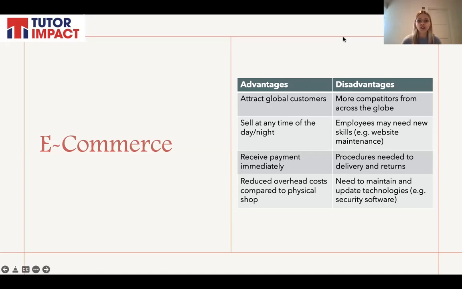Now, there are some disadvantages though, and that is that firstly, there are more competitors across the globe. If you are opening your shop to a worldwide audience, you can obviously expect more competition as other sellers do the same. The second disadvantage is that your employees may need new skills, such as website maintenance, which is quite a lot more complex in terms of training than standing in a shop and selling items. That requires a lot more training in certain aspects, such as coding, for example, that the typical shop worker would not normally have.